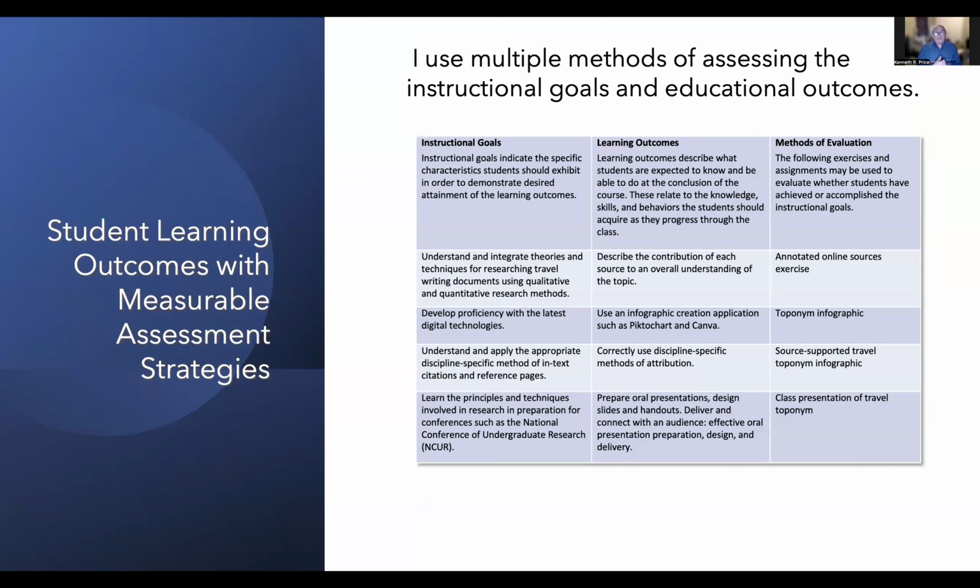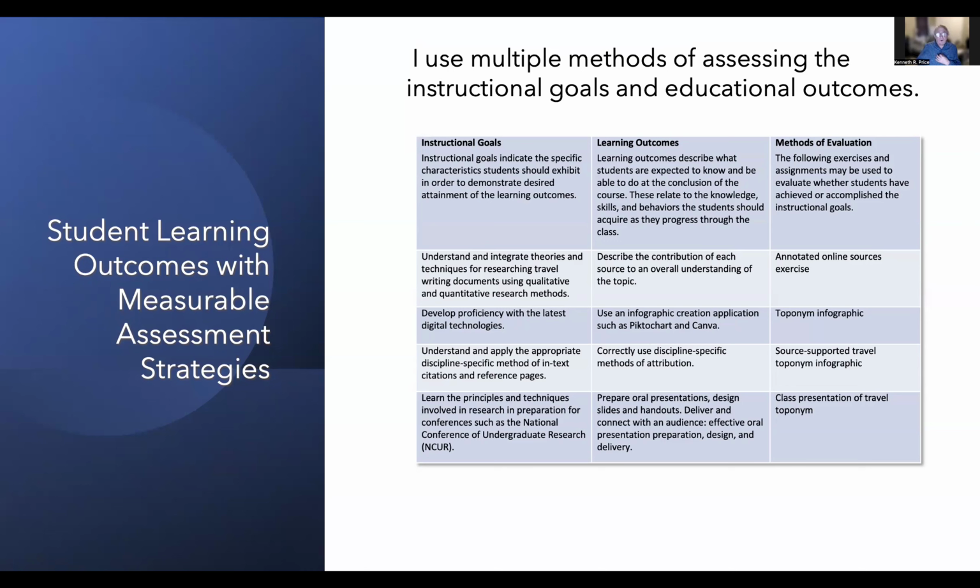And one thing that I try to do is to use multiple means of assessing the instructional goals and educational outcomes. If you aren't part of these, well, here in Texas, we're part of the Southern Association of Colleges and Schools accreditation. We have a state mandate here in Texas that our writing communication courses need to have accessible goals and outcomes, student learning outcomes, something that's measurable. So we can come back later and see, have we met these goals that we set out?